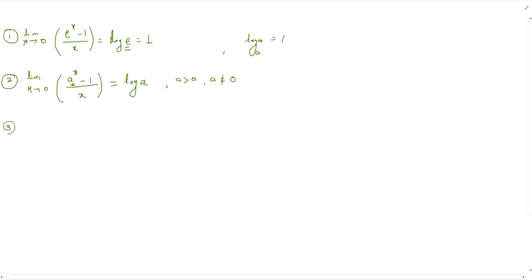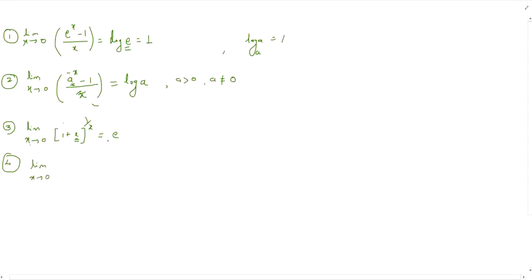Our third result is that limit x tends to 0, (1 plus x) raised to 1 by x is equal to e. Okay students, here the result is that limit x tends to 0, (1 plus x) raised to 1 by x. See, the reciprocal of this number is the index of that one, that is 1 by x, is equal to again e.